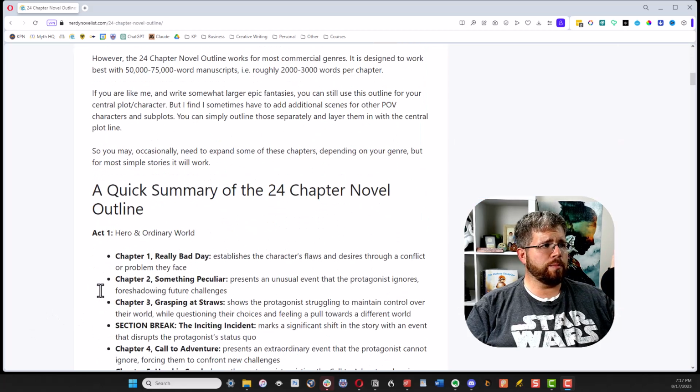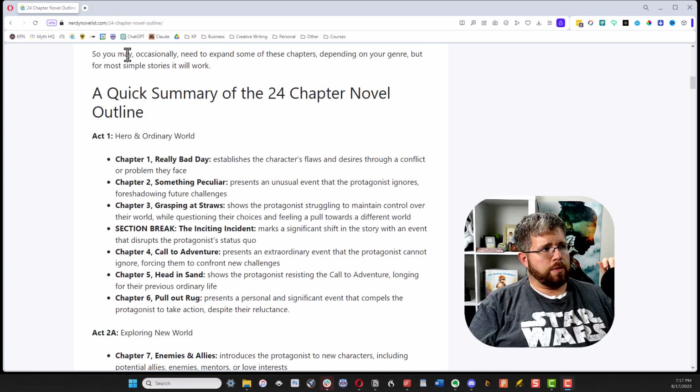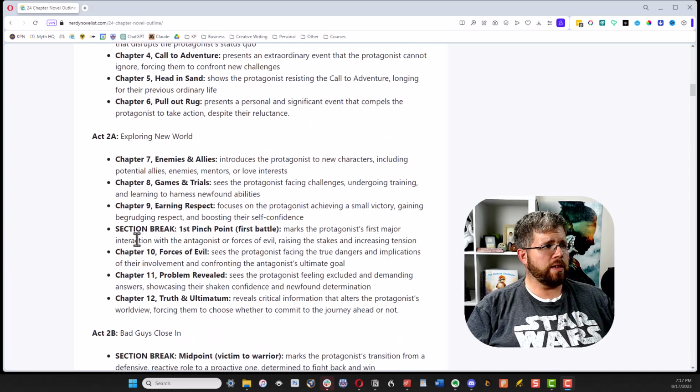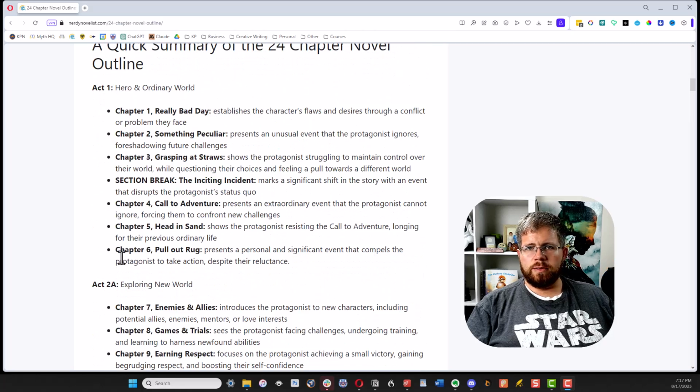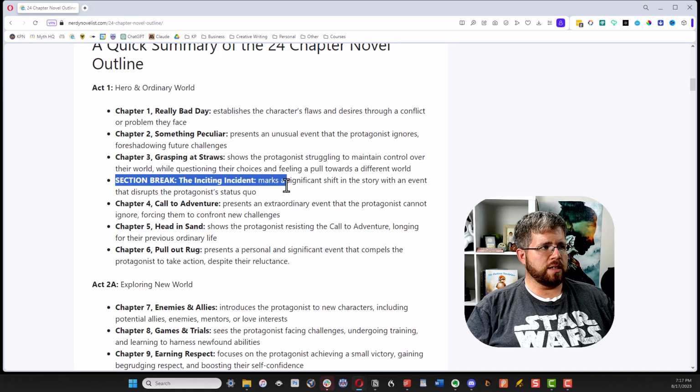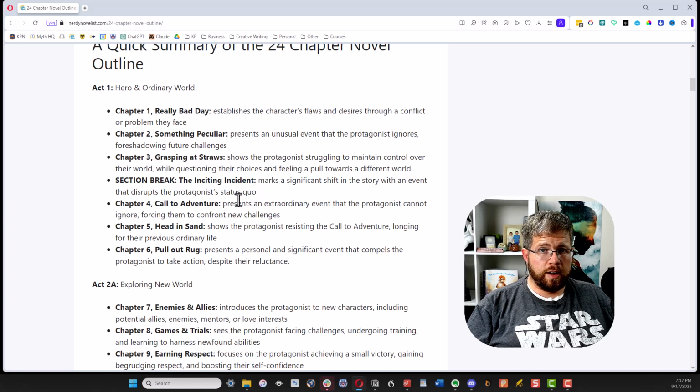But with that said, let's jump right into this 24-chapter novel outline. And I'm going to start with this summary that I put together right at the beginning of this blog post and show you just the general overview. It's split into 4 parts. Each part has 6 chapters, plus 1 or 2 of what we call these section breaks here, which can be moments, they can be scenes, they can be a whole chapter in and of themselves, or they can be lumped into one of these other chapters. It just depends on the importance of the scene in question for your specific novel.